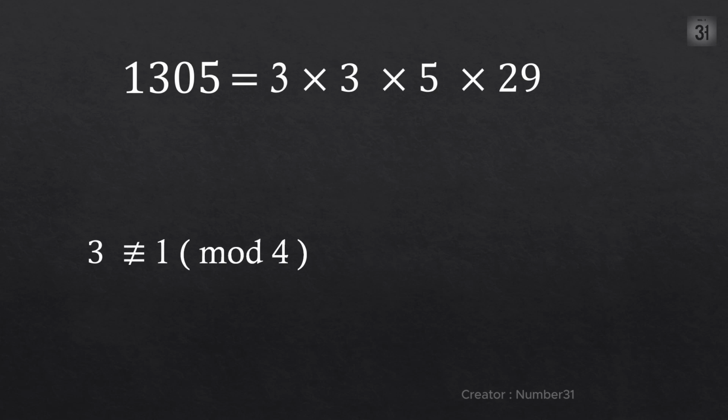Look at 1305. Although one of its prime factors doesn't meet the first condition, if it appears twice or the number of times it appears is even, it can still be expressed as the sum of two squares. In this case, it's 3 squared plus 0 squared, so the number 1305 can be expressed as a sum of two squares.